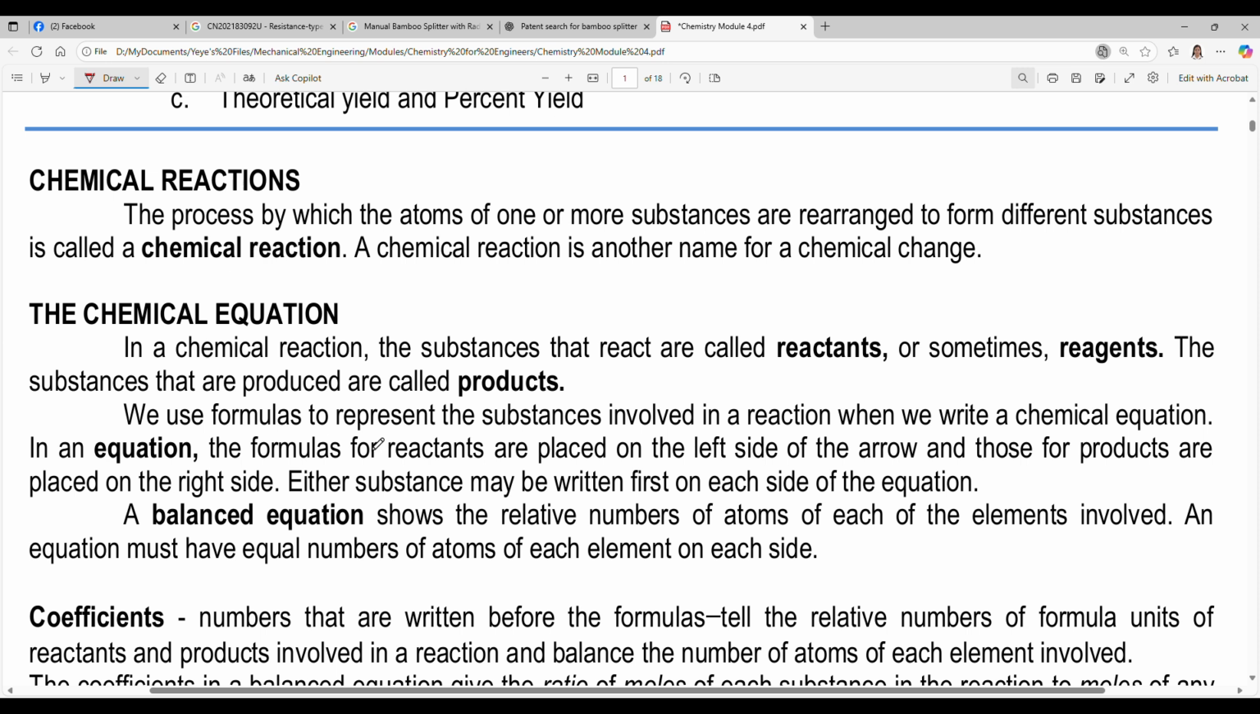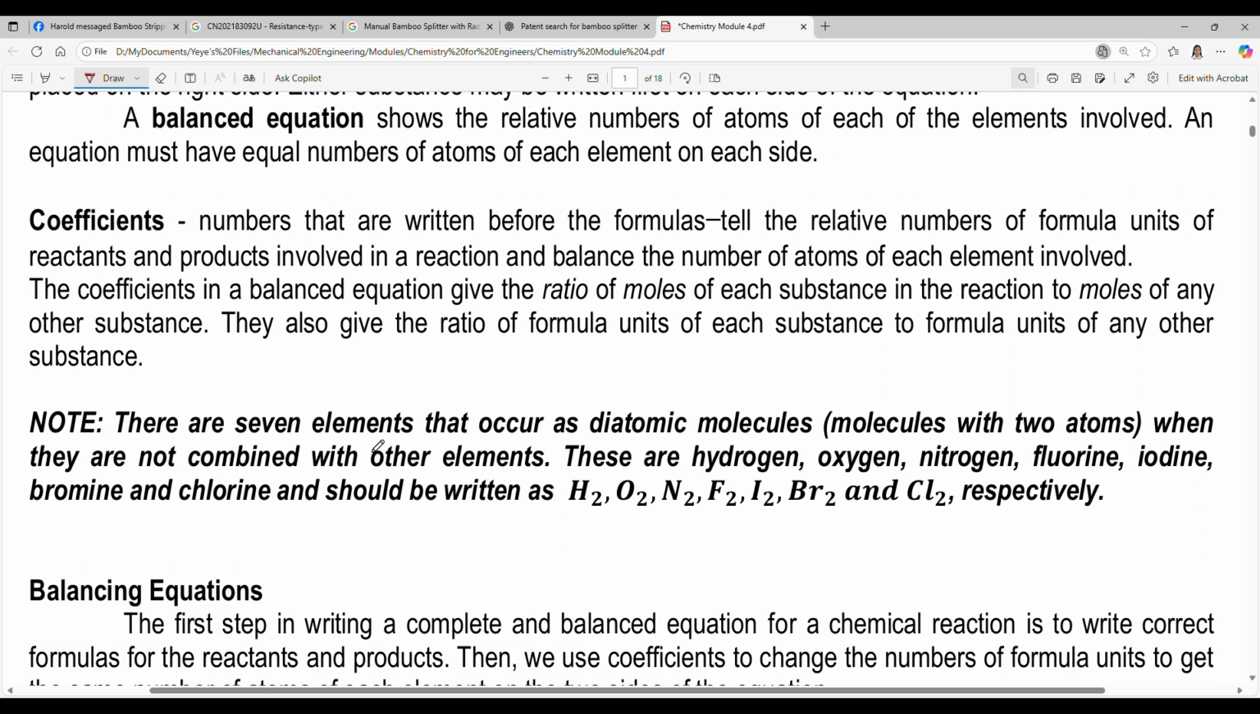So we have here coefficients. These are numbers that are written before the formulas, and they tell us the relative numbers of formula units of reactants and products involved in a reaction and balance the number of atoms of each element involved. The coefficients in a balanced equation give the ratio of moles of each substance in the reaction to moles of any other substance. They also give the ratio of formula units of each substance to formula units of any other substance. Say, for example, in the reaction of hydrogen and oxygen, this will yield water.